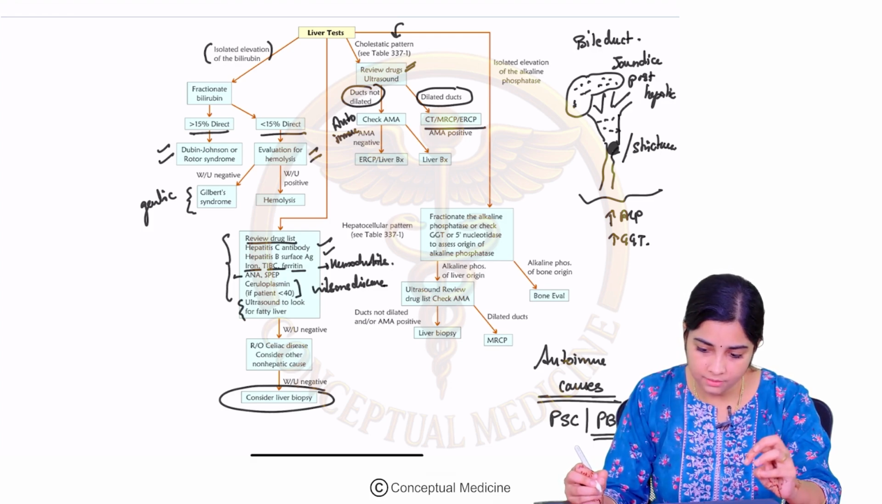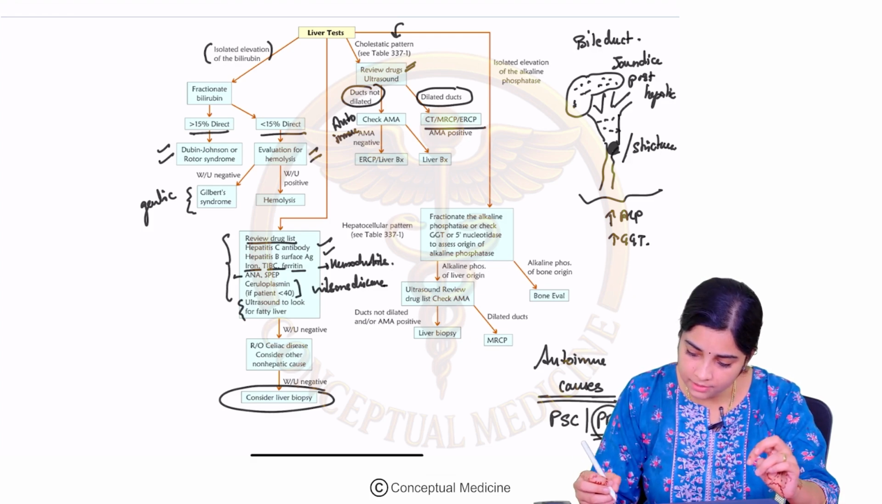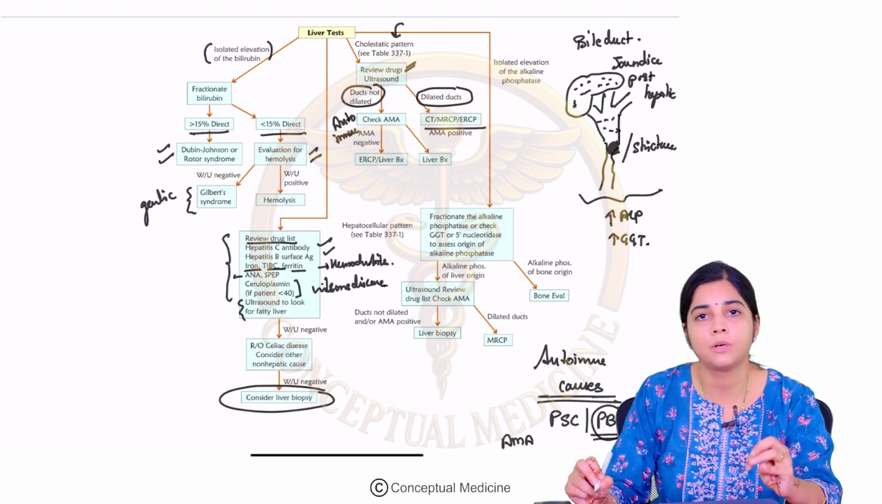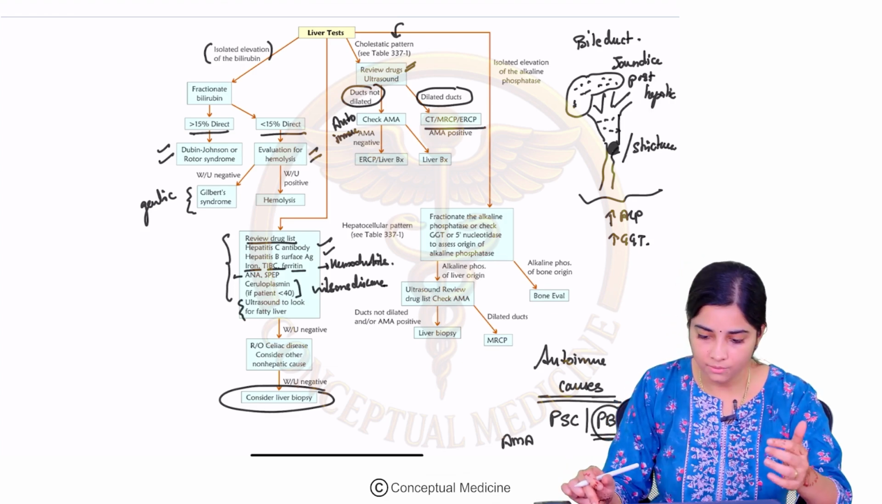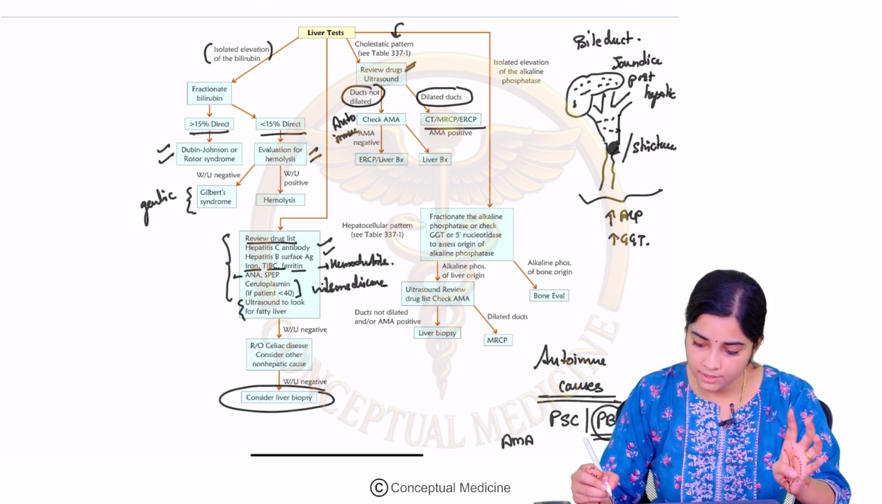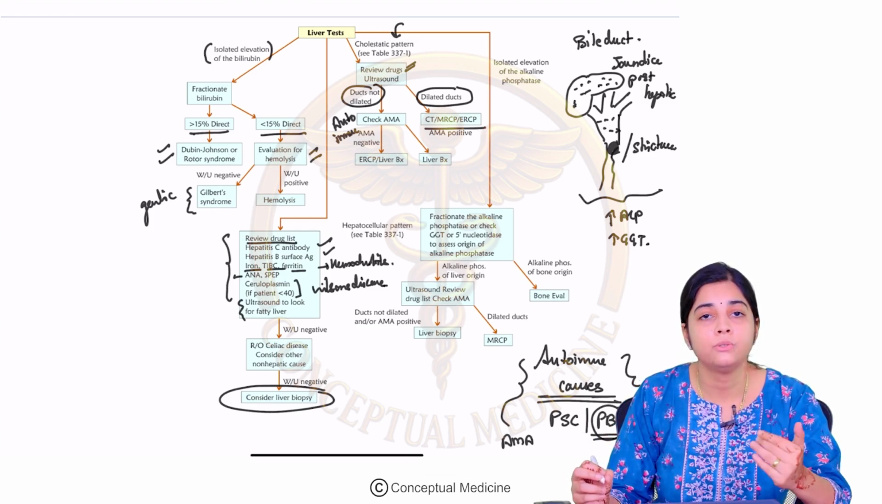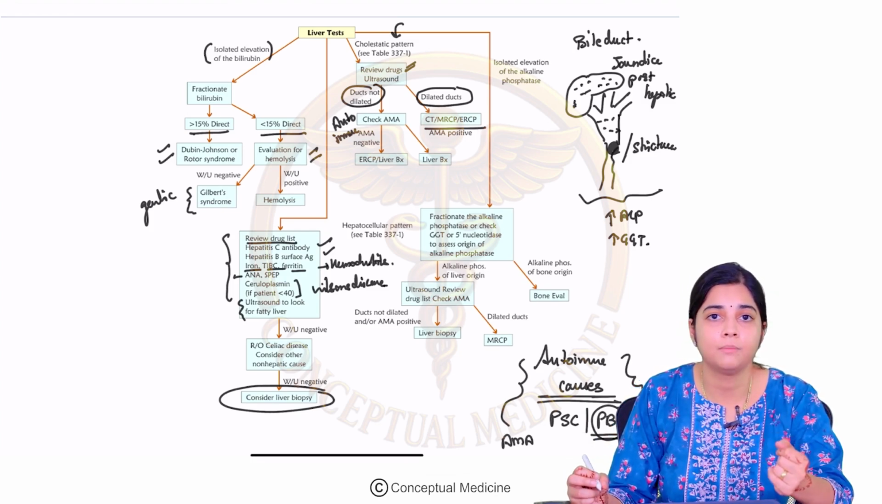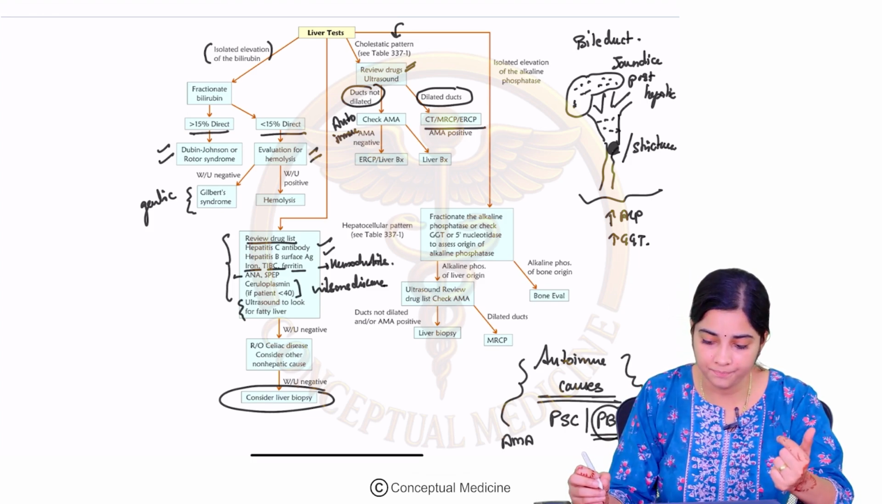Okay, fine. And what do you do for this primary biliary cirrhosis? You basically look for your anti-mitochondrial antibodies. Okay, fine. So, this is what we do. If the bile ducts are not dilated, you look for your anti-mitochondrial antibody levels to see if there is an autoimmune cause for your cholestatic pattern.